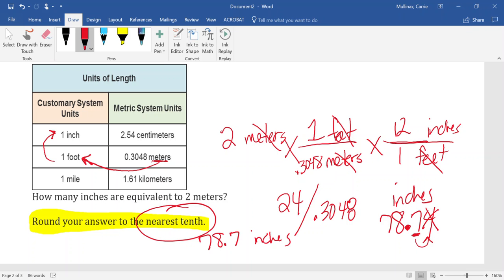Is that reasonable? Well, 2 meters, think about a meter stick. They're similar to a yardstick. 2 meters is much bigger than an inch. So I should expect my number to get bigger because I'm going from a bigger unit to a smaller unit.